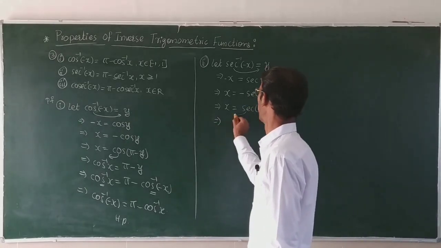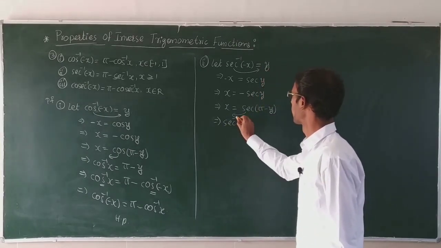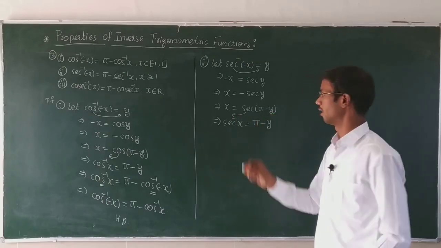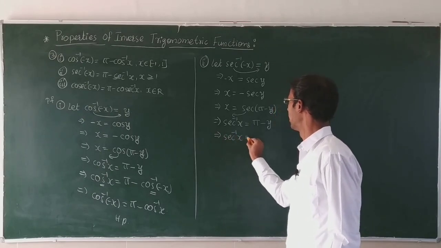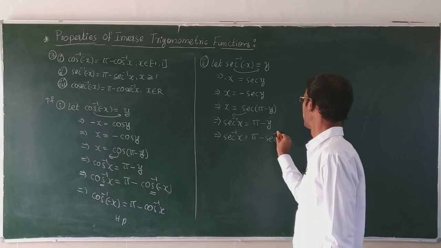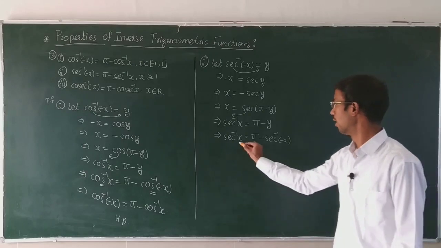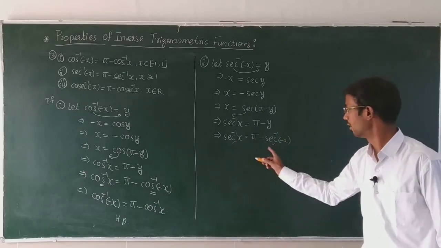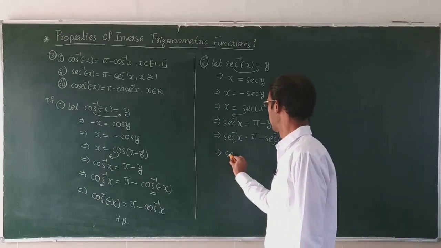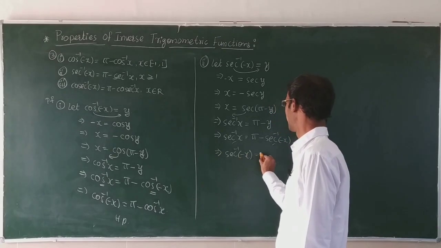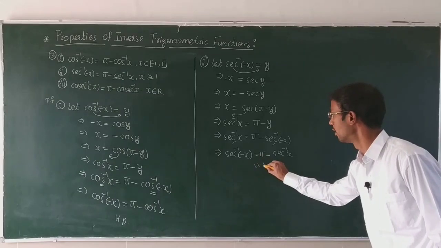Implies, now we will find this side. Secant inverse x is equal to pi minus y. Implies secant inverse x is equal to pi minus secant inverse of minus x. We are taking the y value and substituting it. Now you interchange this one and this one. Negative is there, it will become positive. Positive is there, it will become negative. Implies secant inverse of minus x is equal to pi minus secant inverse x, and proved.